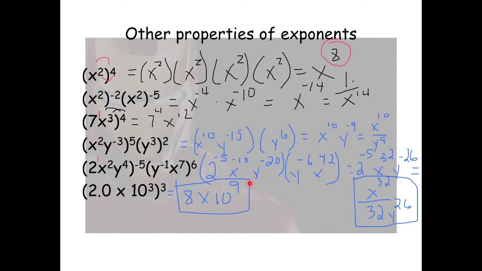How do we get that? Remember, add an imaginary exponent to this 1. And this 3 gets distributed here and here. So this becomes 2.0 to the 3rd power. So 2 to the 3rd power is 2 times 2 times 2, which is 8. And then here, keep the base and multiply the exponents. Negative 3 times 3 is negative 9. So that's why we have 8 times 10 to the negative 9th power.